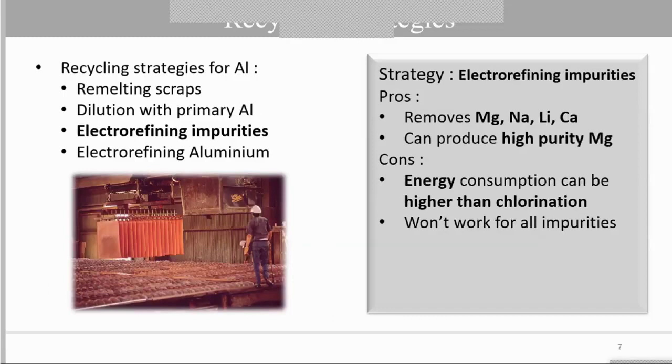And the third strategy would be to electro-refine the impurities or the alloying elements, such as manganese. It would work for sodium, lithium, calcium that you could have from other processes earlier in the line. And what we'll see later is that it can produce high purity magnesium on the side, which is cool. The energy consumption can be much higher than the chlorination process used to eliminate those impurities, and it won't work for all impurities.